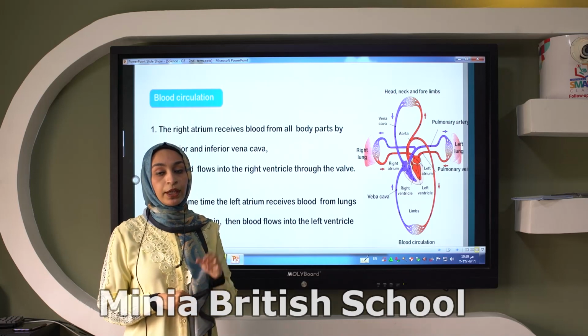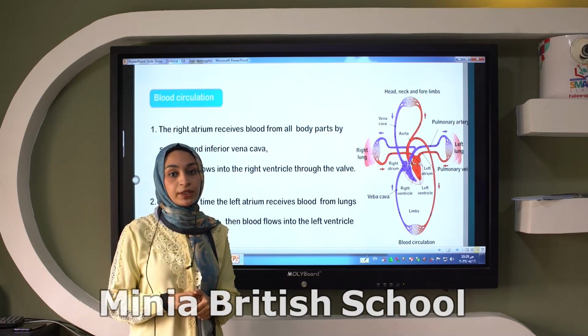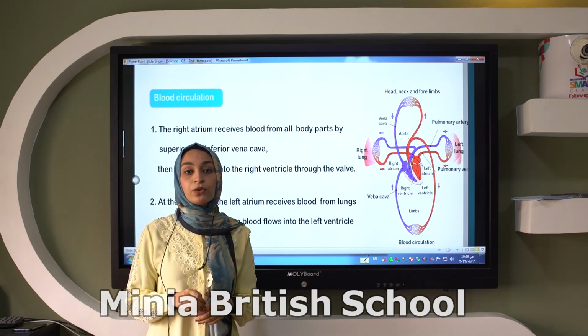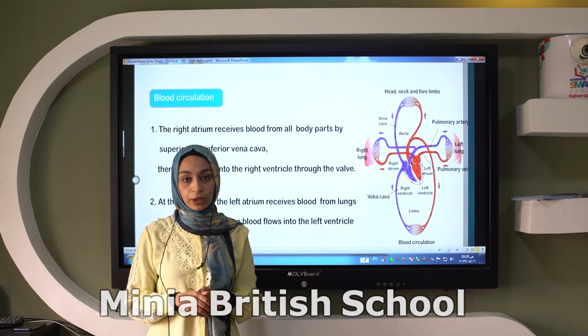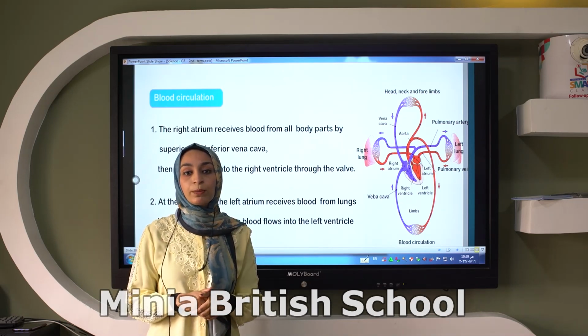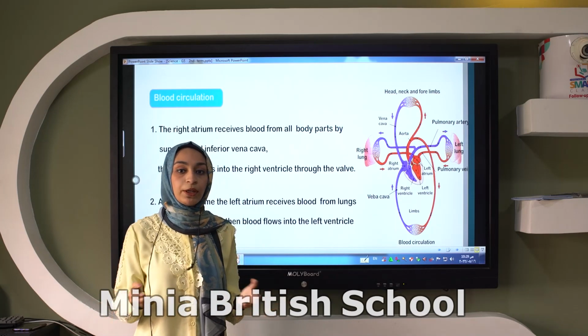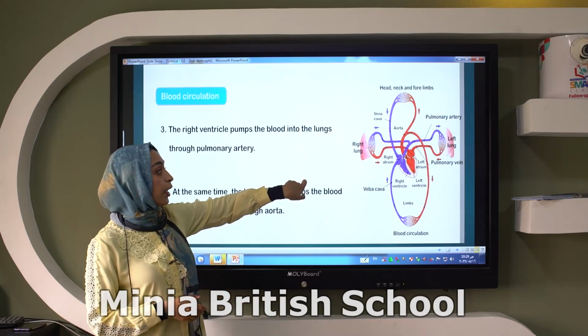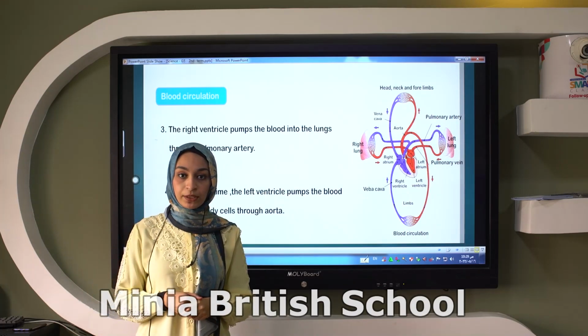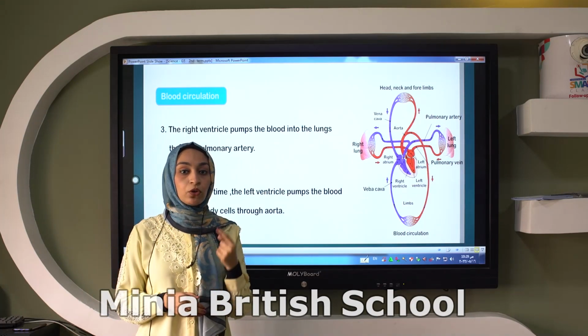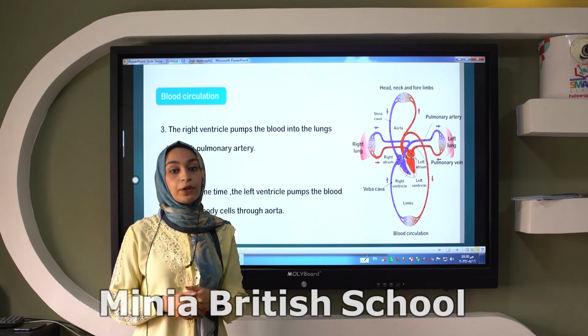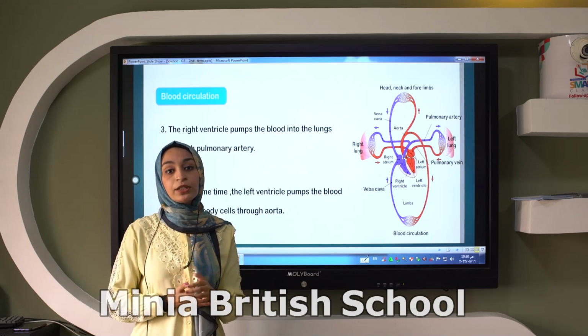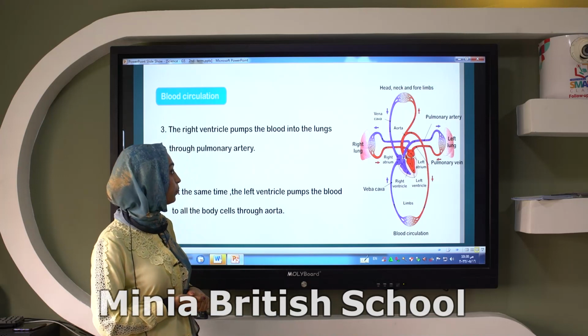The left ventricle pumps the blood to all the body cells through the aorta. The aorta has the largest wall among the arteries because it is responsible for pumping all the blood to all the body cells. What about the number of heartbeats? Your number of heartbeats in only one minute is 70, but by doing exercise, this number can increase.